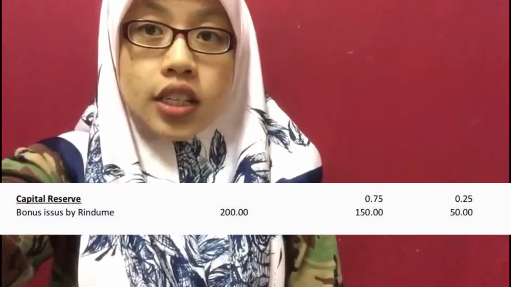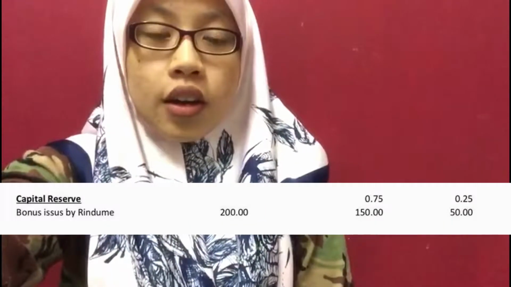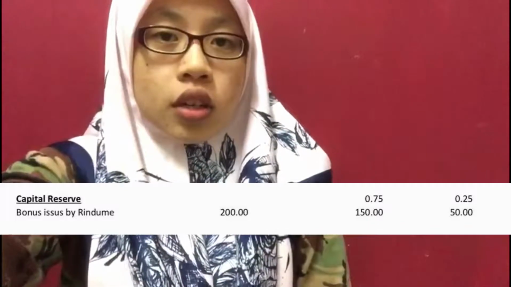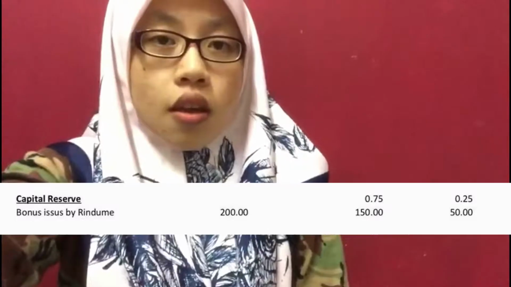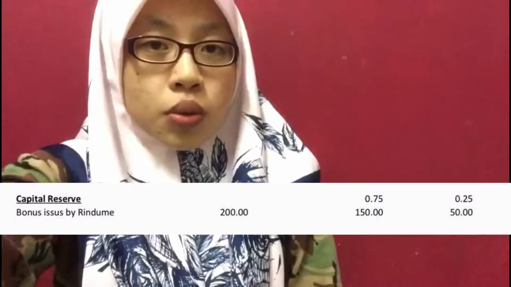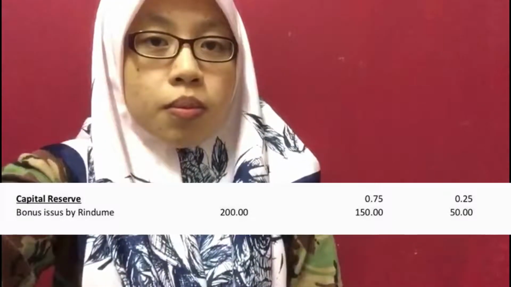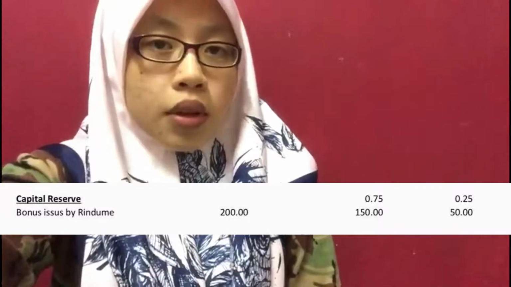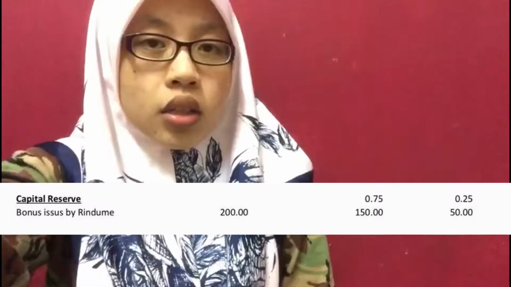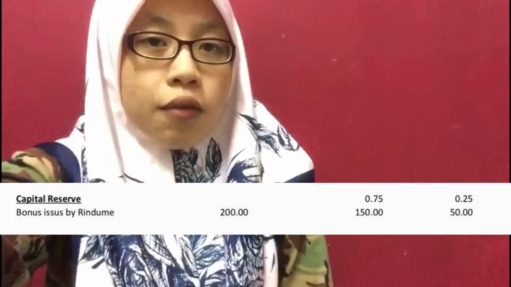Next is the capital reserve. This reserve arises when Rindumi has issued bonus share after the post-acquisition. Therefore, the 200 arising from the bonus issue is apportioned into the capital reserve. So we get 150, and the rest we put under NCI 50 to make sure that the goodwill will be the same.